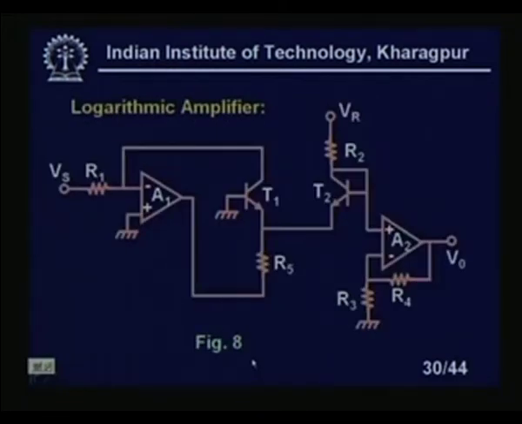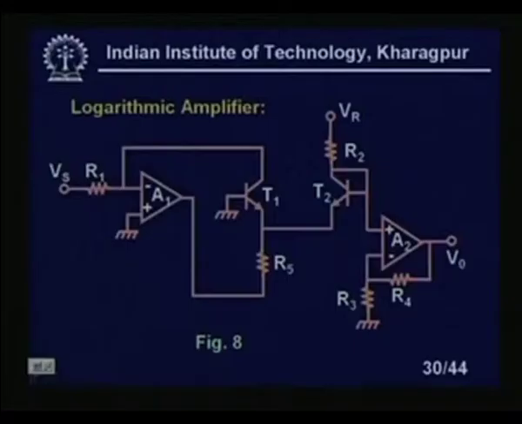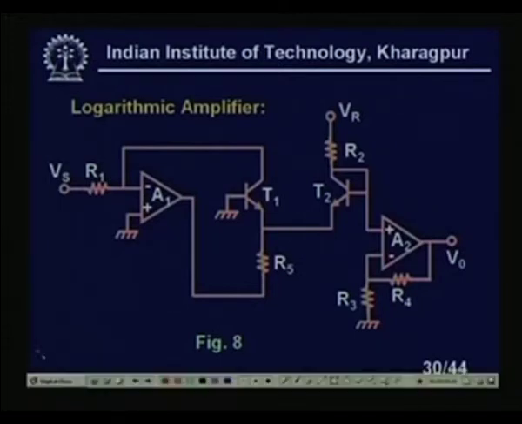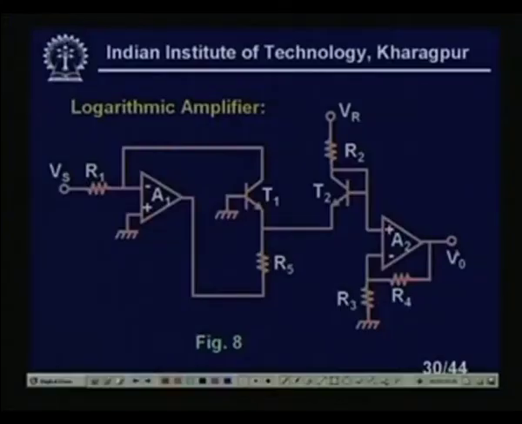Now, next we will discuss the logarithmic amplifier. A logarithmic amplifier is basically an amplifier whose output should be some constant multiplied by the logarithm of the voltage Vs. That is the function of the logarithmic amplifier, right. So, the output is a logarithm of the voltage Vs. This is the basic principle of logarithmic amplifiers.